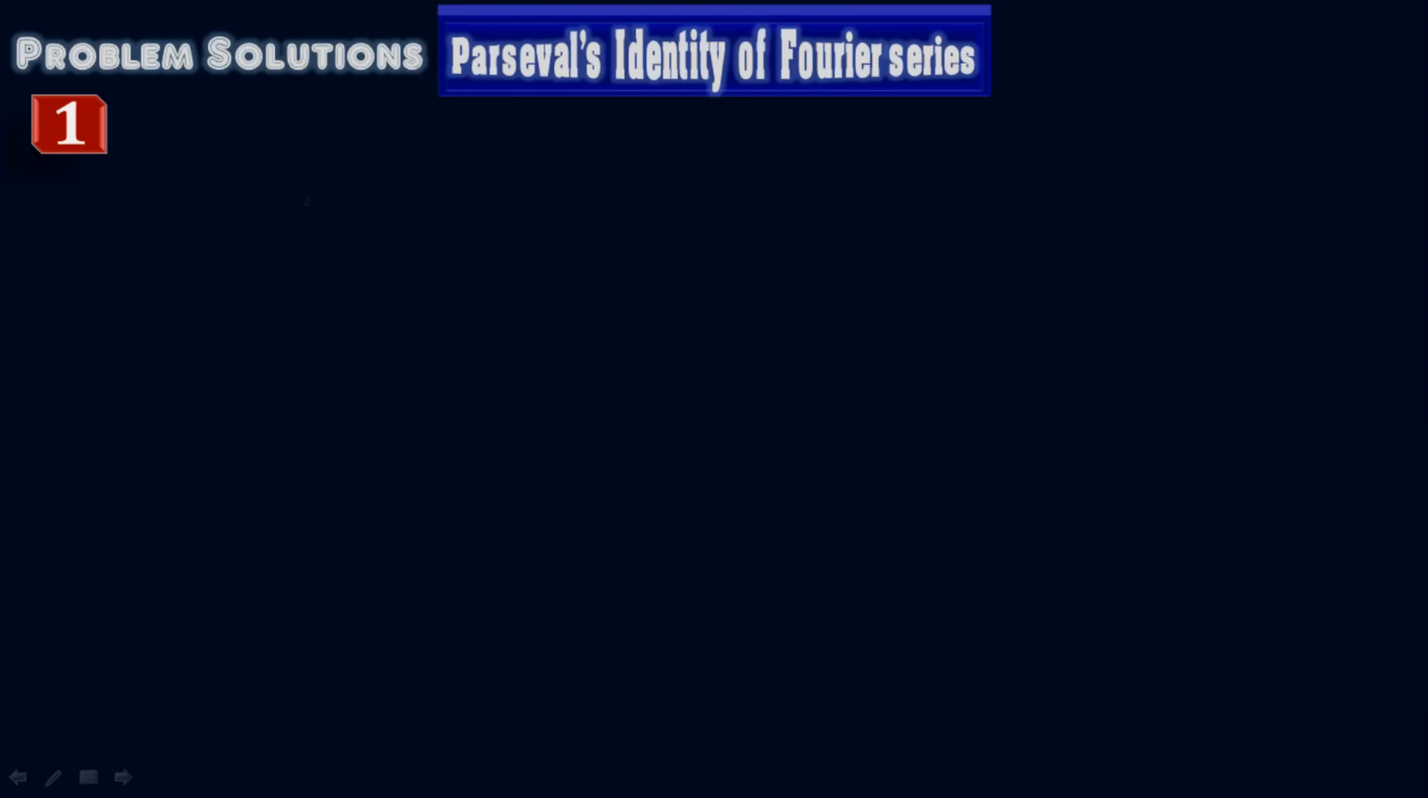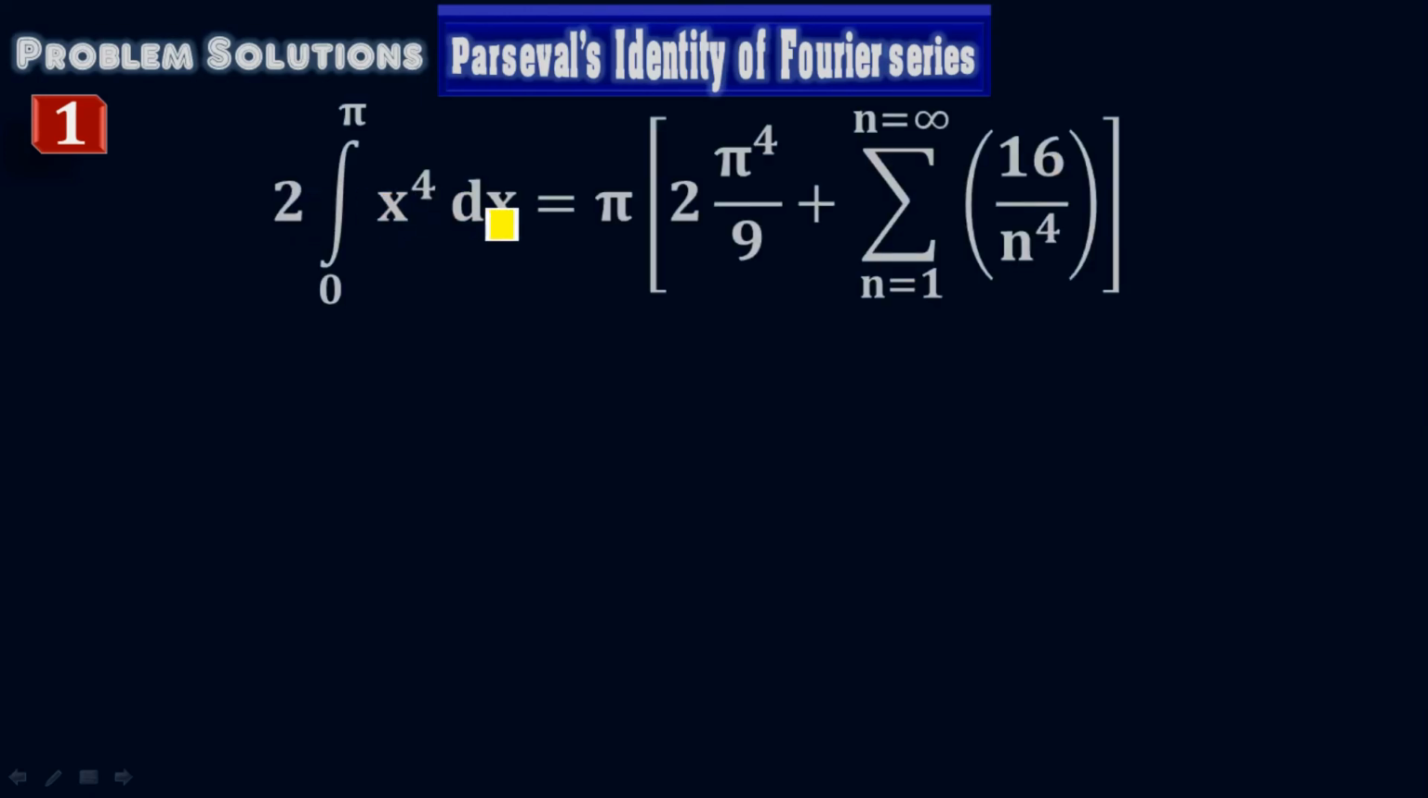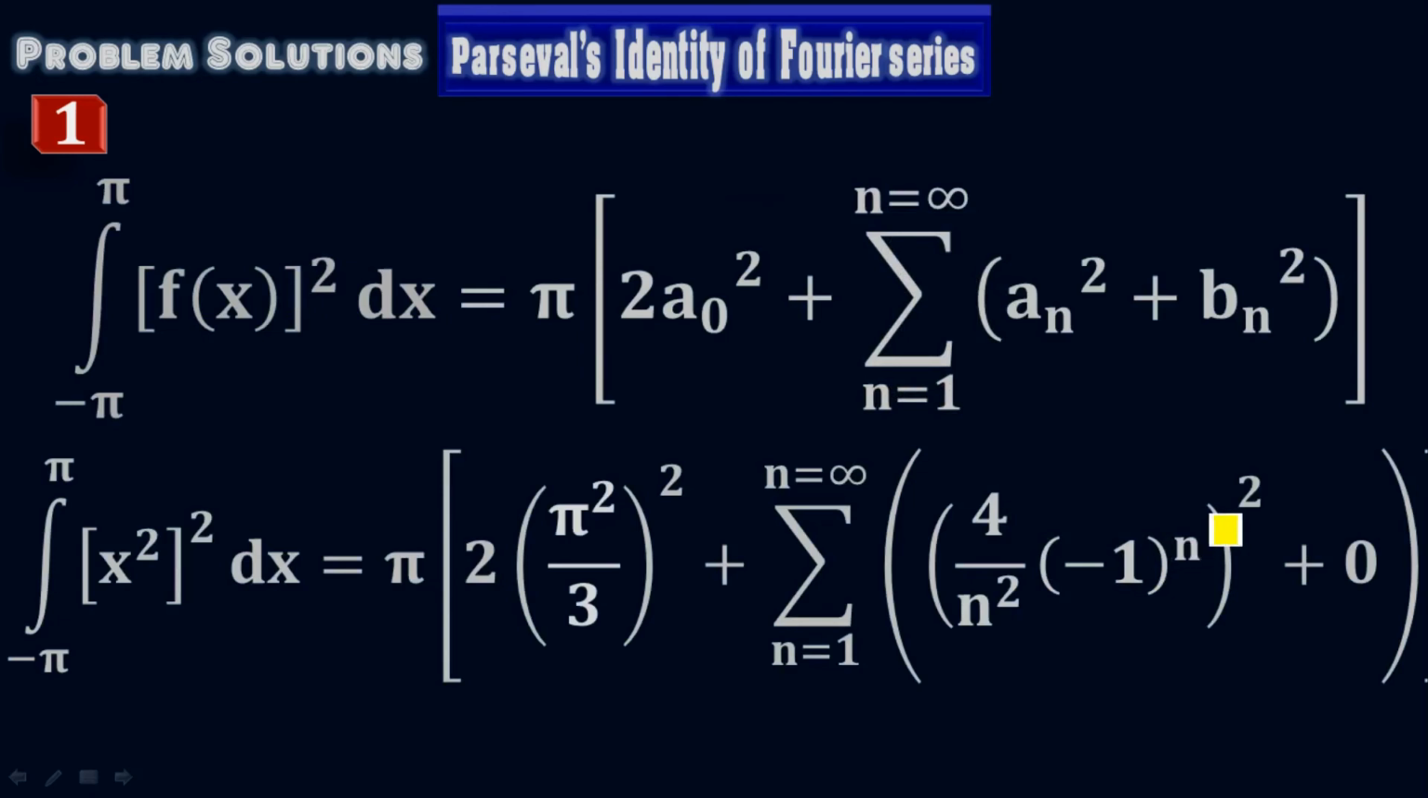So I will have 2 into the integral of x to the 4 dx with the limit from 0 to pi, equals pi into 2 into pi to the 4 over 9 plus the summation of 16 over n to the 4, with n starting from 1 up to positive infinity. As I said, negative 1 becomes positive. So 4 squared becomes 16. N squared becomes n to the 4.